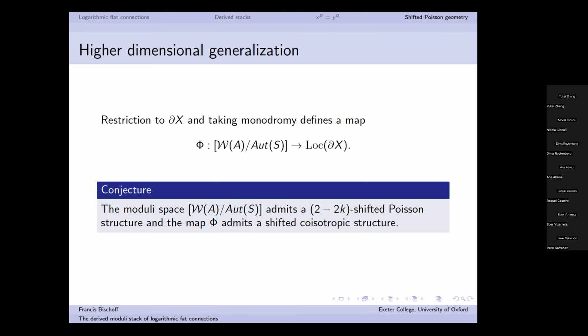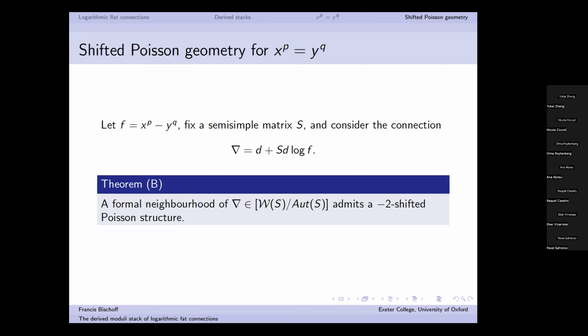So this is very conjectural. I have a very minor piece of evidence, which is the following. If we go again to this case of plane curves, and we just look at a connection of the following form, a very simple form, then what I can show is that a formal neighborhood of this connection admits a -2 shifted Poisson structure.